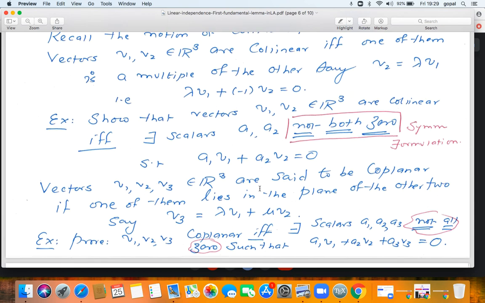So what about vectors V1, V2, V3 in R3? They are said to be coplanar if one of them lies in the plane spanned by the other two. So V3 is lambda V1 plus mu V2. I can write this as lambda V1 plus mu V2 plus minus 1 times V3 is 0. So I can write it as A V1 plus B V2 plus C V3 is 0, where at least one of A, B, C is not 0. So you can prove that 3 vectors V1, V2, V3 are coplanar if and only if there exist scalars A1, A2, A3, not all 0, such that A1 V1 plus A2 V2 plus A3 V3 is 0.